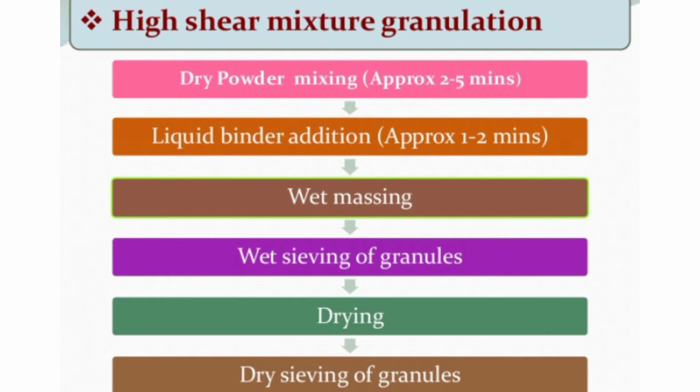Now let's see the working principle of the high shear mixer granulator. Firstly, we mix the dry powder for approximately 2 to 5 minutes. Then liquid binder solution is added and a wet mass of granules is prepared. Then we sieve these granules and transfer them for drying.